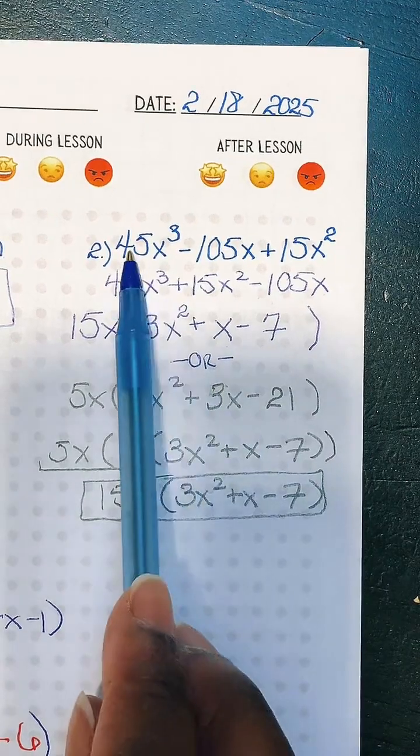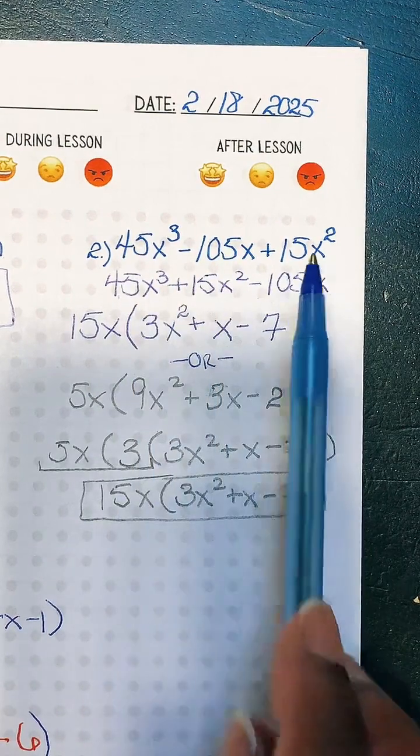Trinomial. Tri meaning 3. 3 terms in one expression.